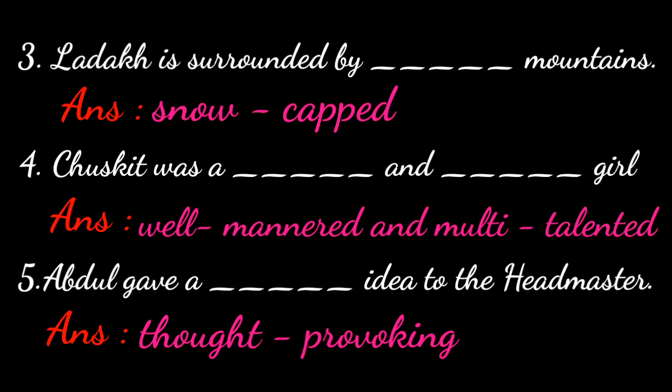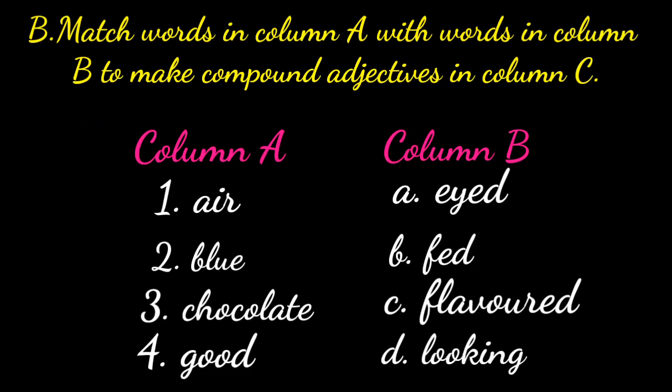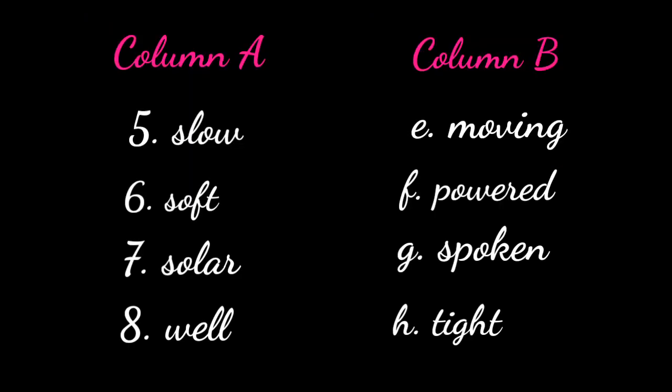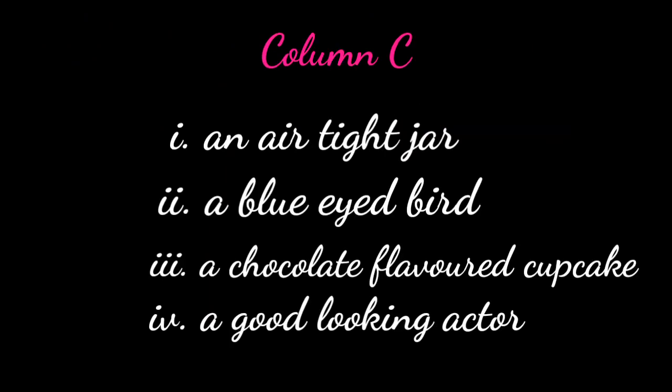Now, fifth one. Abdul gave a dash idea to the headmaster. Answer is thought-provoking. I repeat, Abdul gave a dash idea to the headmaster. Answer is thought-provoking. Now, we move to exercise B. Match words in column A with words in column B to make compound adjectives in column C. So, what are the words in column A and column B? Air, eyed. Blue, fed. Chocolate, flavored. Good, looking. Slow, moving. Soft, powered. Solar, spoken. Well, tight. Okay, now we are going to make compound adjectives in column C.